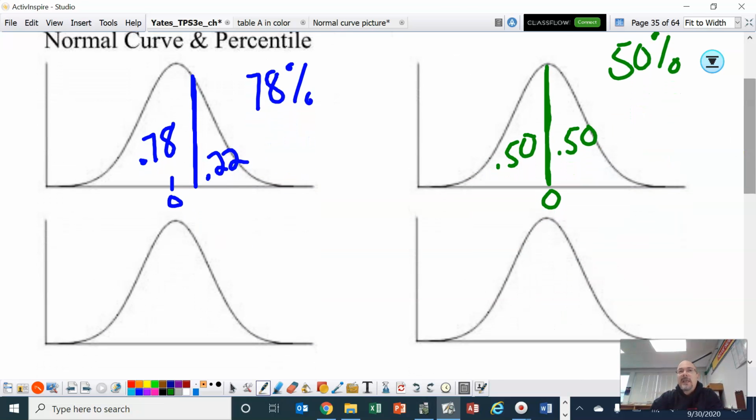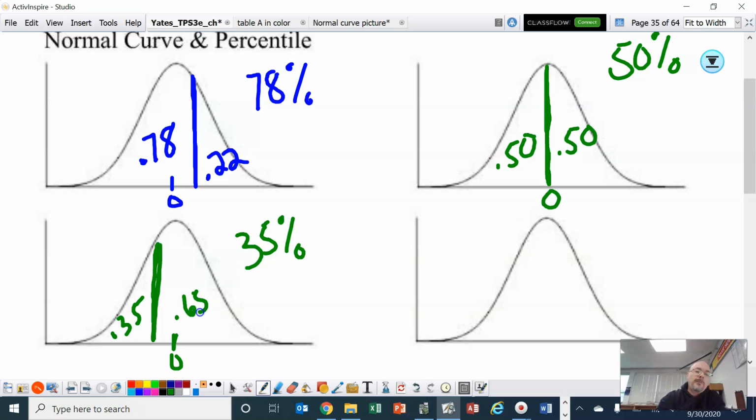Now, let's say that you're shorter than normal. So let's say you are in the 35th percentile. Well, that means you're on the left side of the normal curve. You're over here, so 0.35. Again, 0 is in the middle, so obviously your z-score there, when we get to it, would be a negative. So that means 65% or 0.65 would be taller than you.